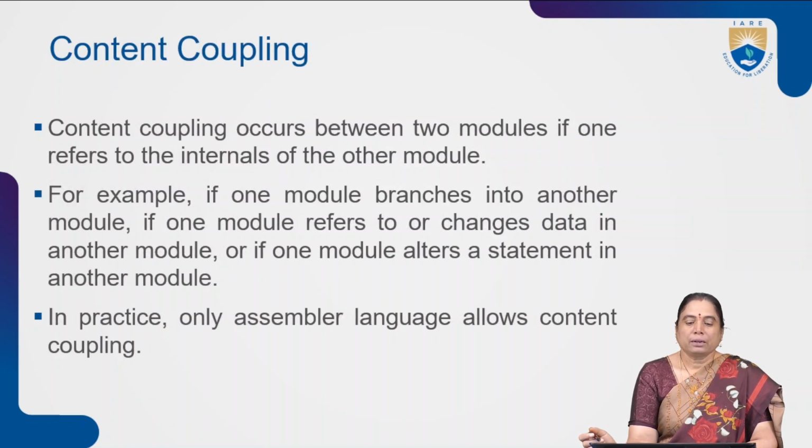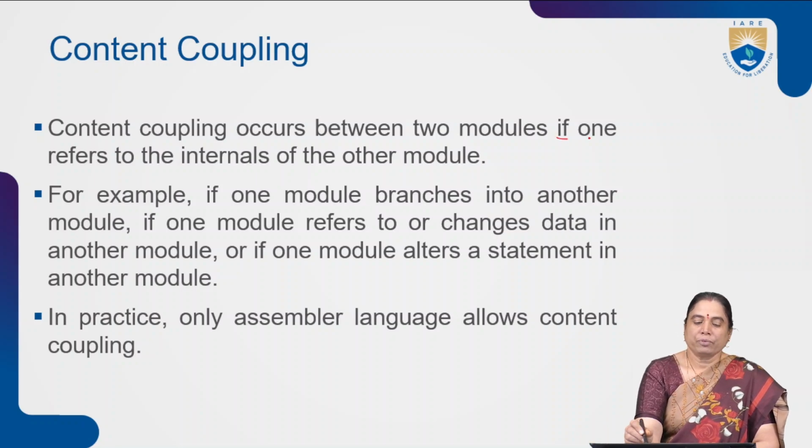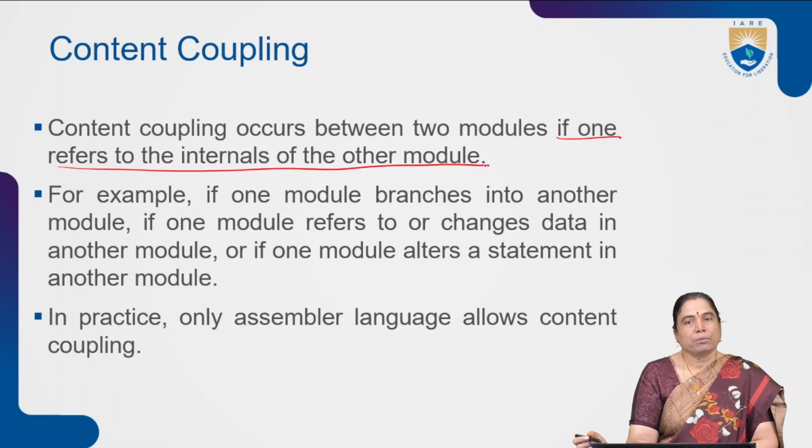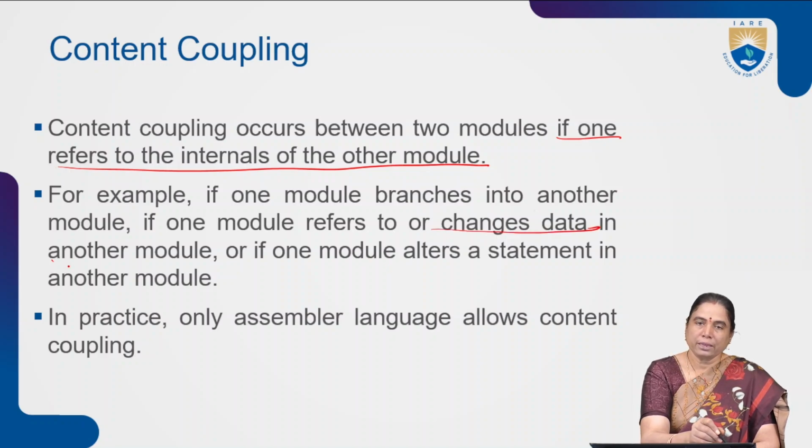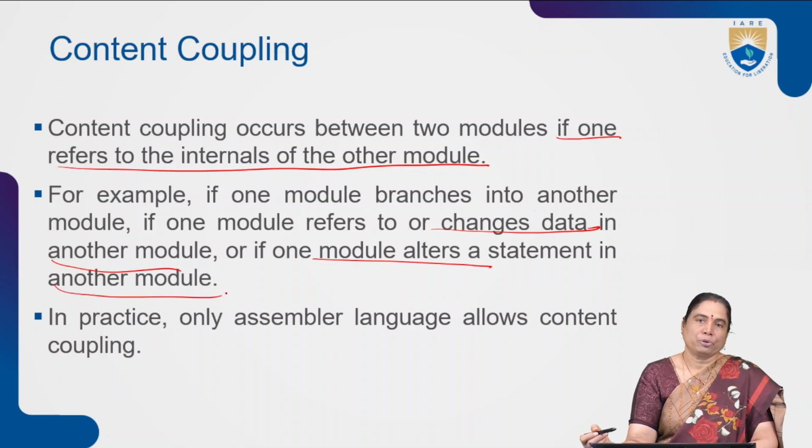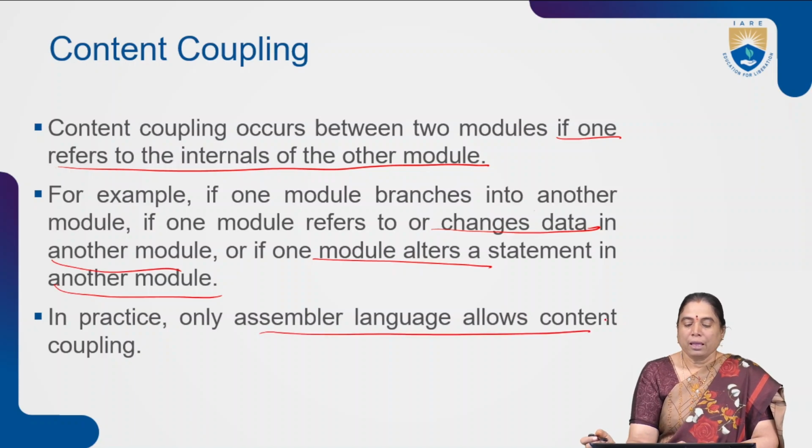The next variety is content coupling. Content coupling occurs between two modules if one refers to the internals of the other module. For example, if one module branches to another module, if one module refers to or changes data in another module, or if one module alters a statement in another module. So when one module is modifying the content or functionality of another module, that is the best example of content coupling. In practice, only assembler language allows this.